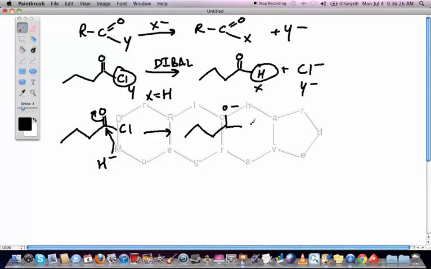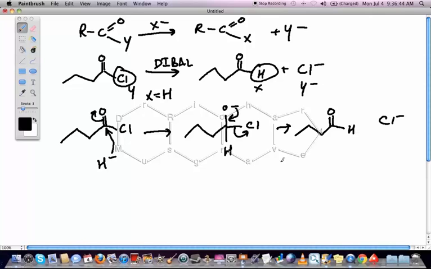With the H negative attacking the C double bond O, O negative comes down and kicks out the Cl minus, and we end up with our aldehyde product.